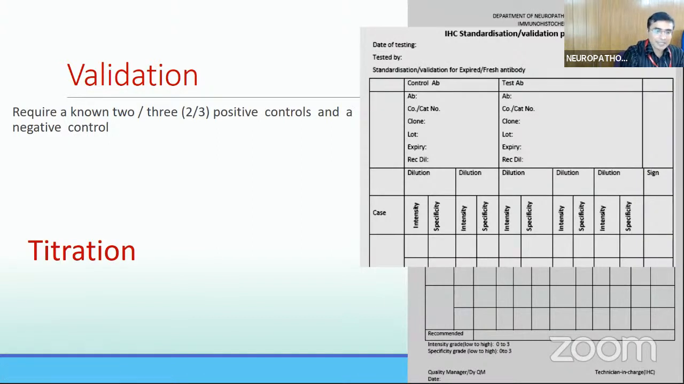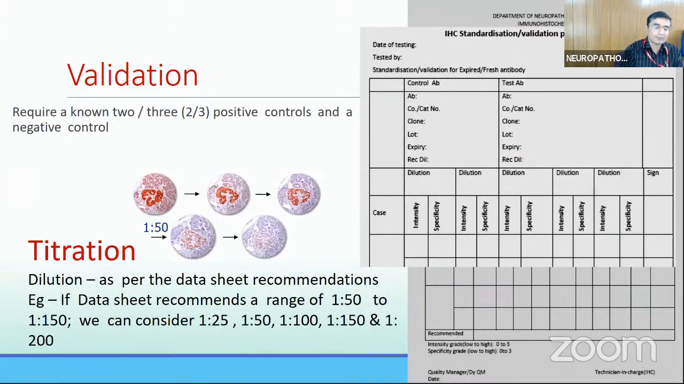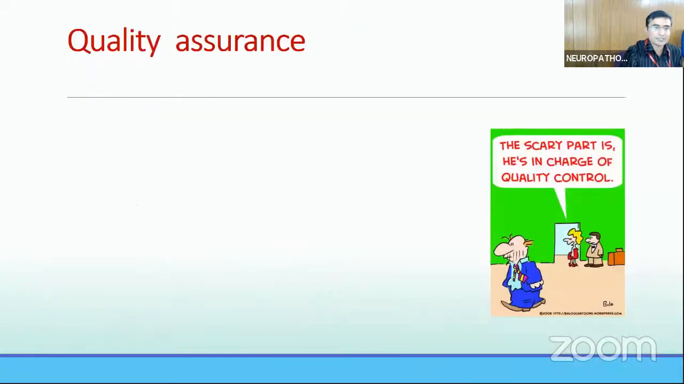And then you have to titrate it. In the sense, your company would have recommended one dilution, but that dilution may not work in your lab because of various factors. So you have to use at least 3 dilutions: 1 company recommendation and 1 dilution on either side of it, one excess and one lower, a higher and a lower level of dilution.